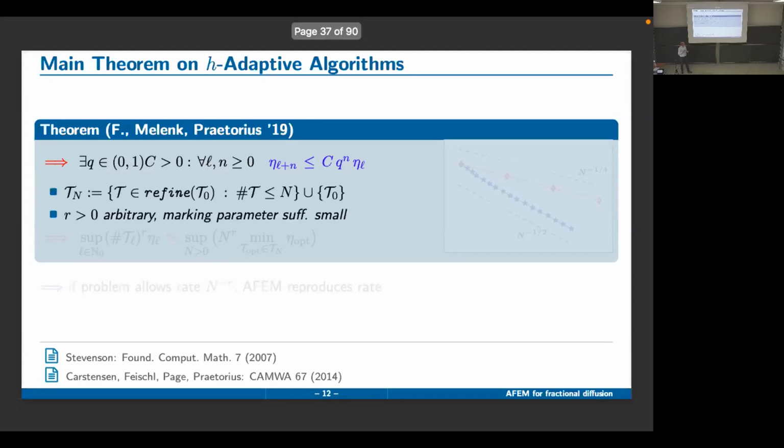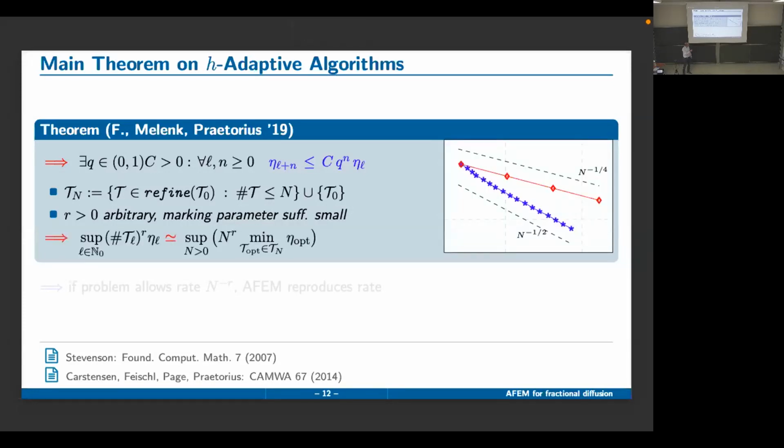Okay, and the second statement is, okay, let's take all possible refinements of the initial triangulation of n elements, take an arbitrary parameter r, and assume something on the marking, so that the marking parameter in the Dörfler marking is sufficiently small and you don't mark too many elements. There's a talk today which addresses this issue, so I'm very interested in this talk by Kreuzer. But we have to assume that the marking parameter is sufficiently small. Okay, and then we can show the following statement.